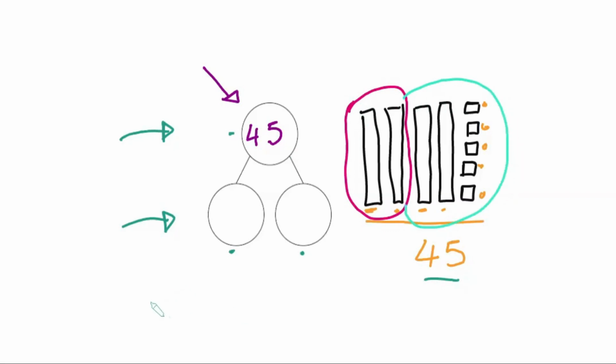Can you see how we've partitioned the same number 45 in a different way? Now let's fill in our part-whole model. We're going to pop this number into here, and the other number we can deal with in a minute. So how many, remember we're counting in our tens, how many is in this group here? Let's count them together. 10, 20, 20 in this group here. So we're going to fill in our part-whole model, 20.